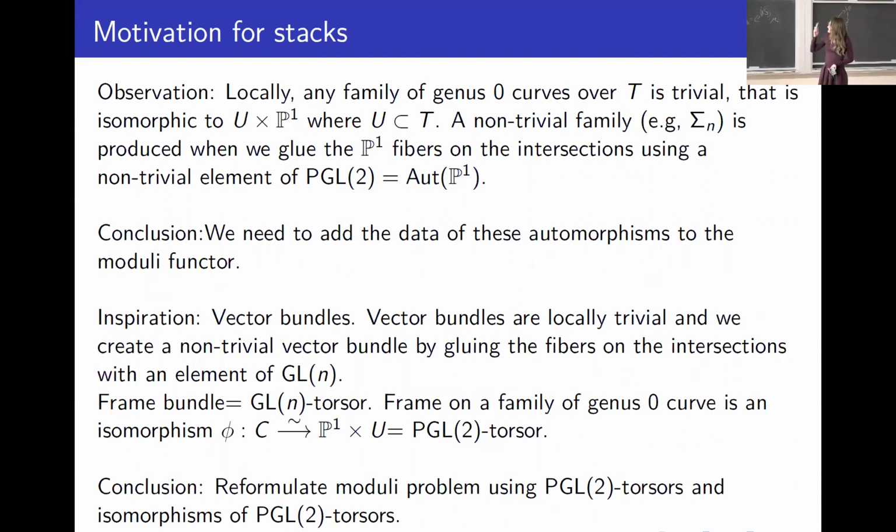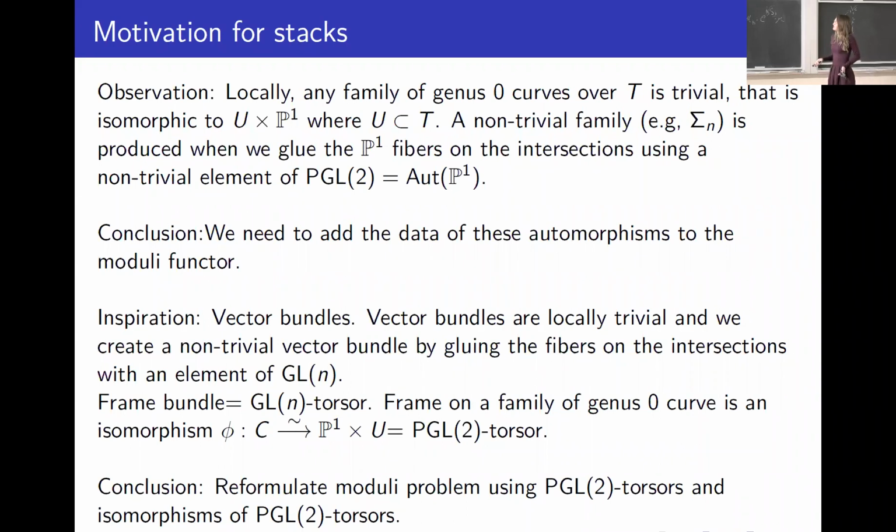In this case, it's very similar. We have this trivial family, and we create non-trivial families by gluing with elements of the automorphism group of P1. For each element in PGL2, I can glue two trivial families together and give you a non-trivial family. So again, this is completely analogous to line bundles or vector bundles. Of course, I'm not being completely rigorous, but that's really the idea.